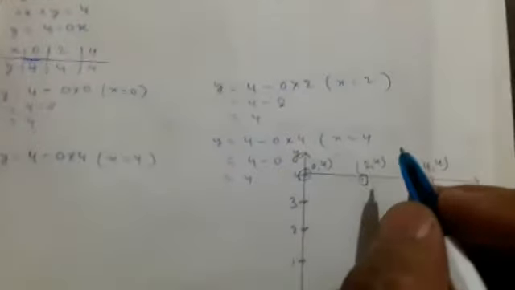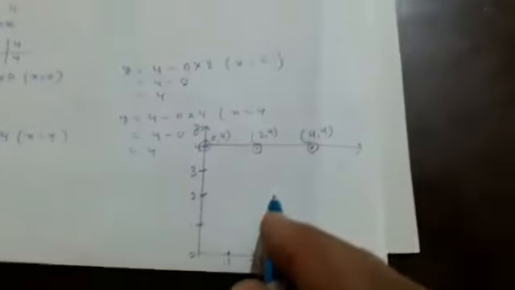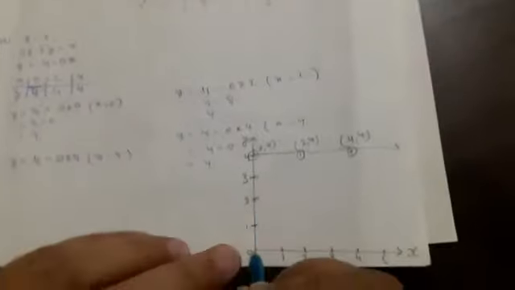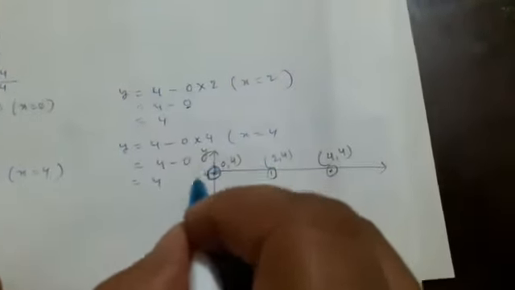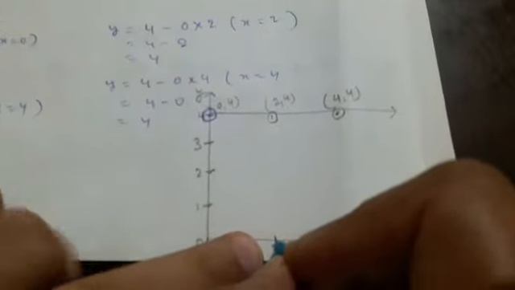Now we will plot this graph here. We will make the x-axis and y-axis here. Now let us plot these coordinates. When x is 0, then y is 4. We will put a dot here. When x is 2, then y is 4.